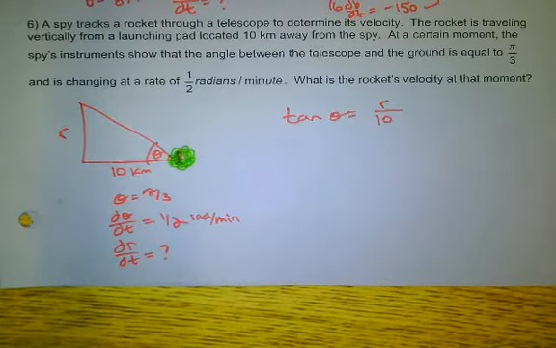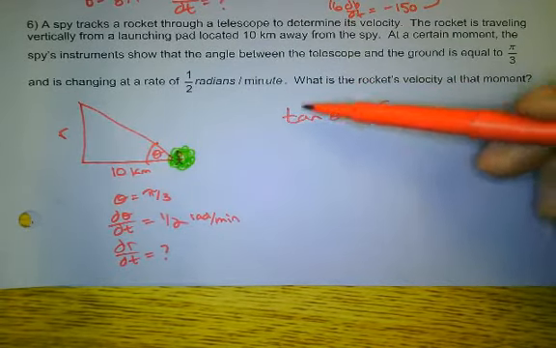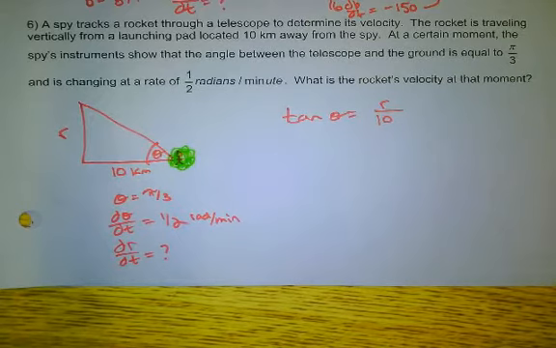Again, this is geometry trig. This is still geometry trig. This whole setup is all geometry trig. You could have done this in geometry. Not the changing part, but you could have figured this out. Tangent theta equals r over 10. Like in geometry, they would ask you, solve for r.